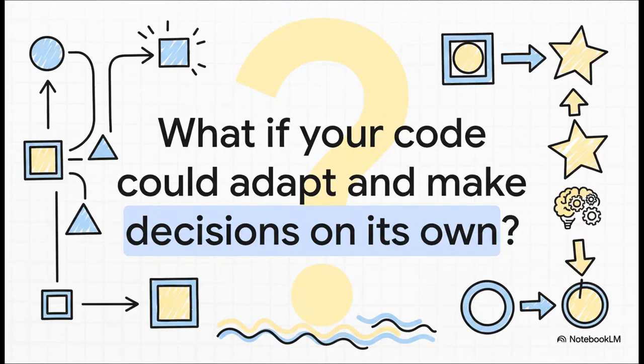Just think about this for a second. What if your code wasn't just a dumb list of instructions? What if it could actually adapt to different situations? Make smart choices all by itself while it's running? Well, spoiler alert, that's exactly what polymorphism lets us do.